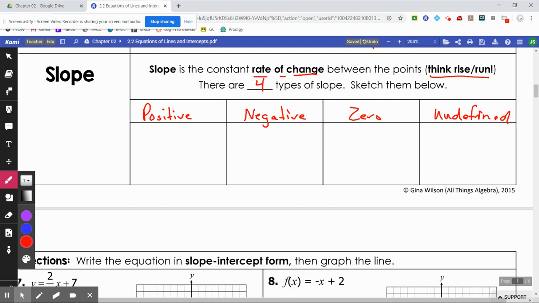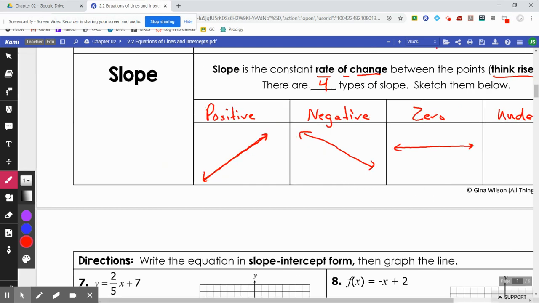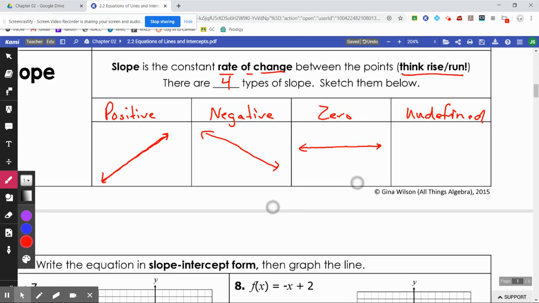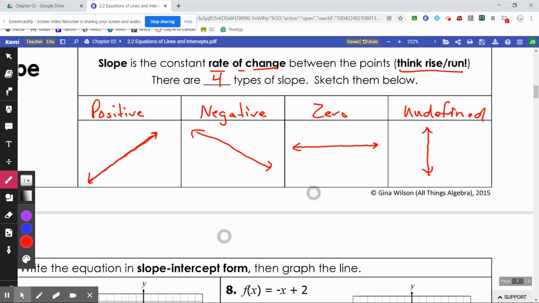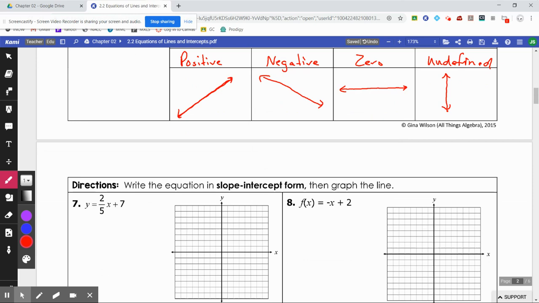A positive slope is an uphill slanted line. From left to right, it goes uphill. A negative slope slants downhill. A zero slope is a horizontal line. It has no rise. It runs, but has no rise. And then finally, an undefined slope is a vertical line. There's your 4 different types of slope, and we'll go over those again as we progress through this.